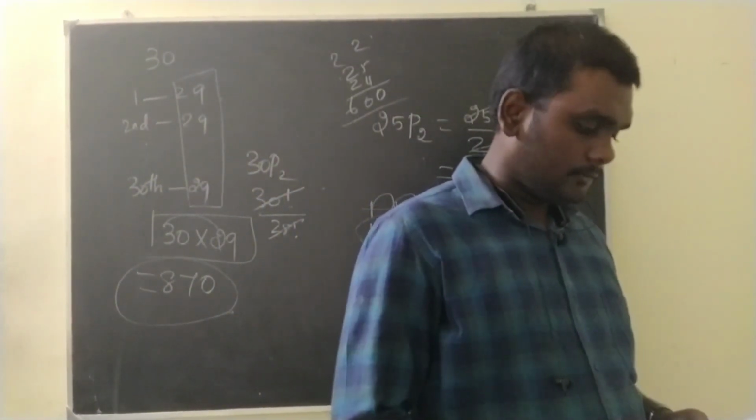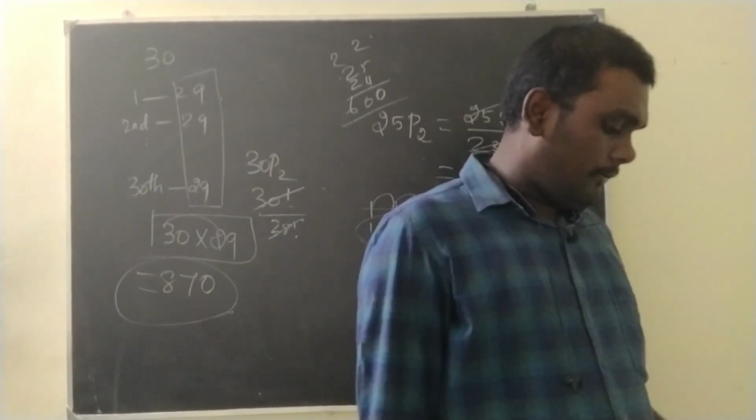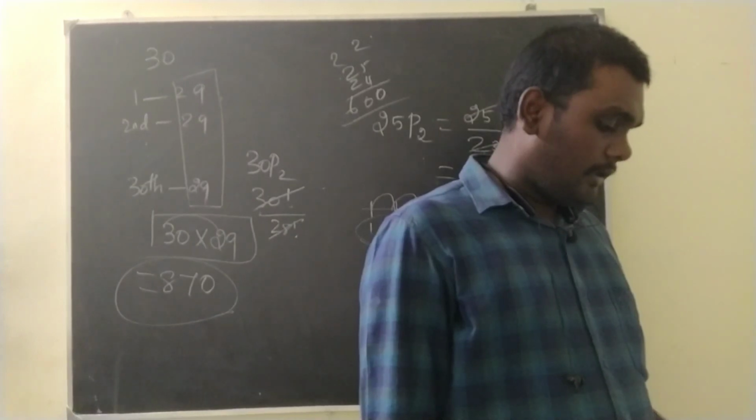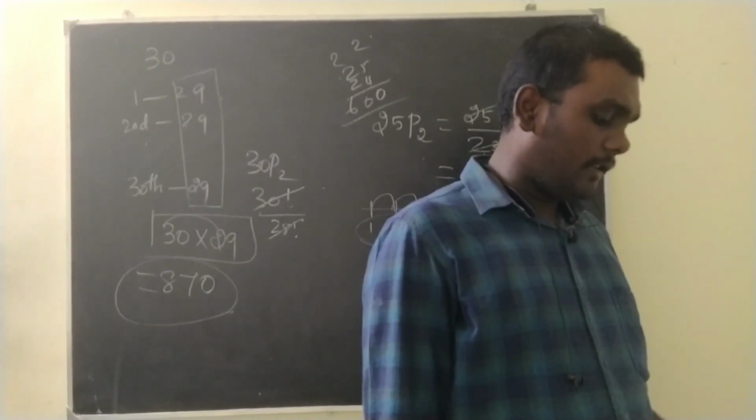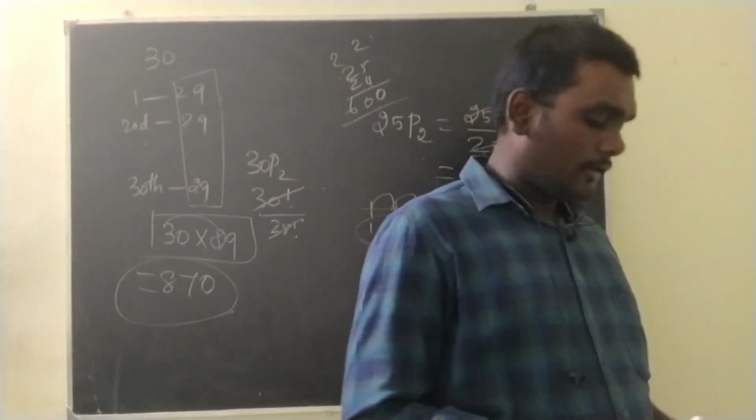Then 18P(r minus 1) to 17P(r minus 1) equal to 9:7. Then find r. We'll come back to that question later.